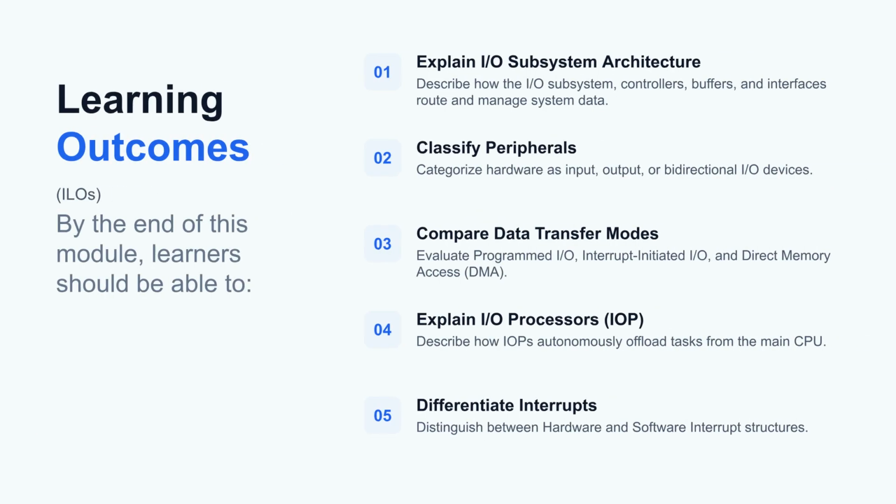By the end of this presentation, you should have a solid foundation in 5 core areas of I/O architecture. First, you will be able to explain the core I/O subsystem architecture, understanding how controllers, buffers, and interfaces route and manage system data flows. Second, you will learn to classify peripherals into input, output, or bidirectional categories based on data flow directionality. Third, we will compare the 3 major data transfer modes: programmed I/O, interrupt-initiated I/O, and direct memory access, assessing their relative efficiency and CPU impact.